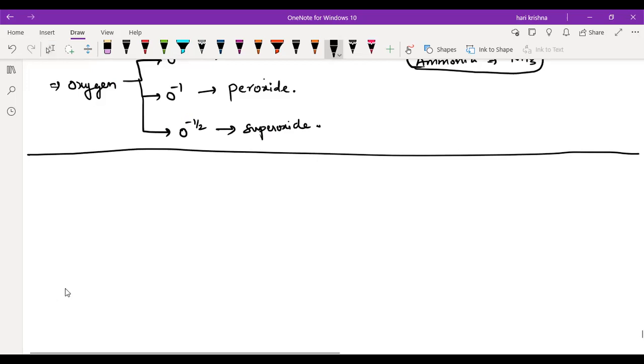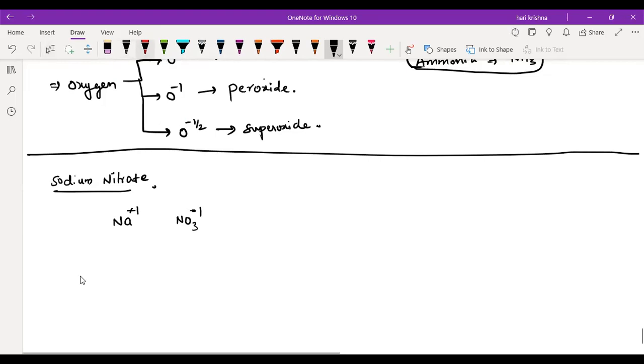First, sodium nitrate. What is the formula? Sir, NaNO3. What is the charge of sodium? It will show +1. Nitrate means what is the symbol? NO3 minus 1.